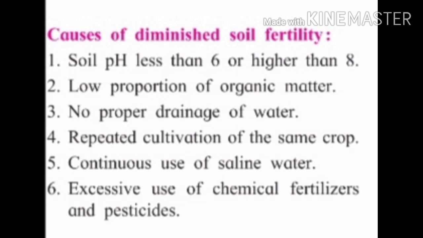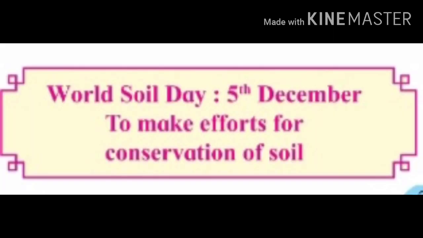First one is soil pH less than 6 or higher than 8. Second, low proportion of organic matter. Third, no proper drainage of water. Fourth, repeated cultivation of the same crop. Fifth, continuous use of saline water. Sixth, excessive use of chemical fertilizers and pesticides.